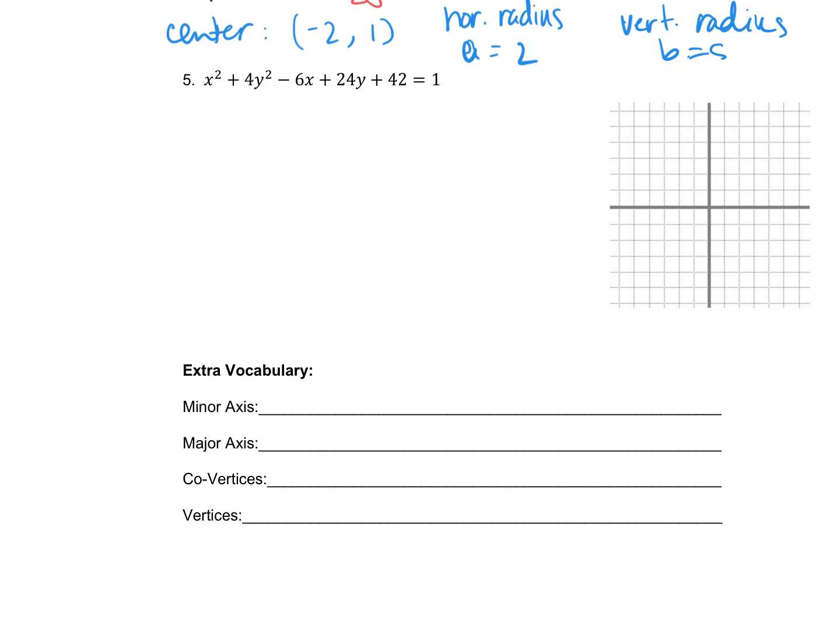So we're going to separate them again with x's and y's. So I have x squared minus 6x. I'll put our y's together: 4y squared plus 24y. And I'm going to go ahead and move 42 over here. So 1 minus 42 is a negative 41.